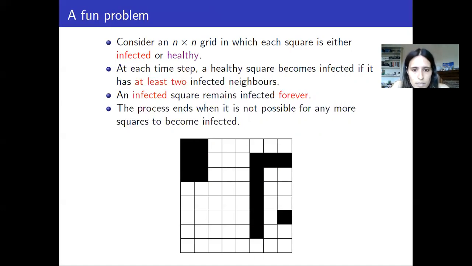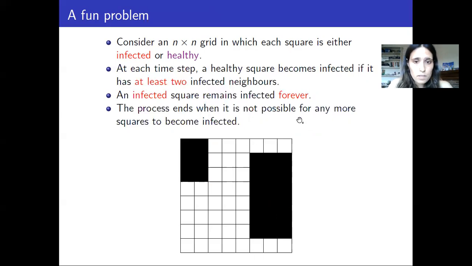And now in the next time step, this process continues and these 2 will become infected. They've both got at least 2 infected neighbors. And so the process can keep running and it will get stuck at some point, and it stops at the point where it's not possible for any more squares to become infected. So that means that either everything is infected or anything that's healthy has at most 1 infected neighbor. So for example, here, it does have an infected neighbor, but there's only 1 of them.